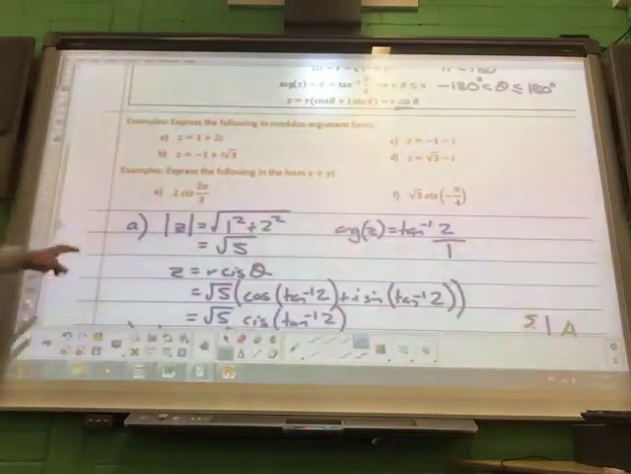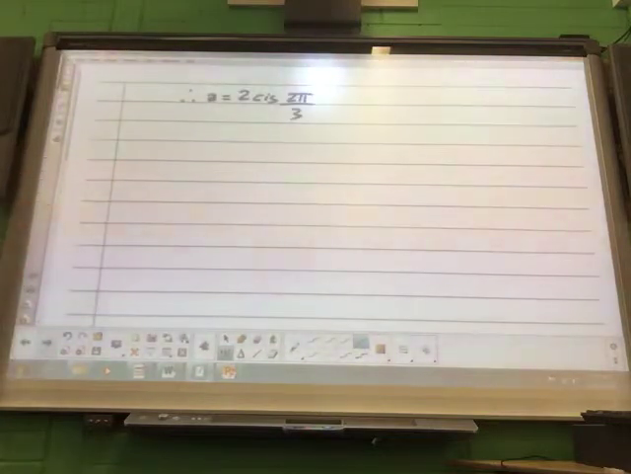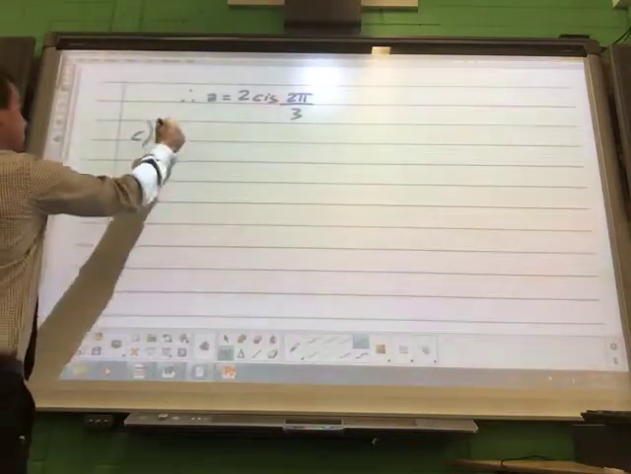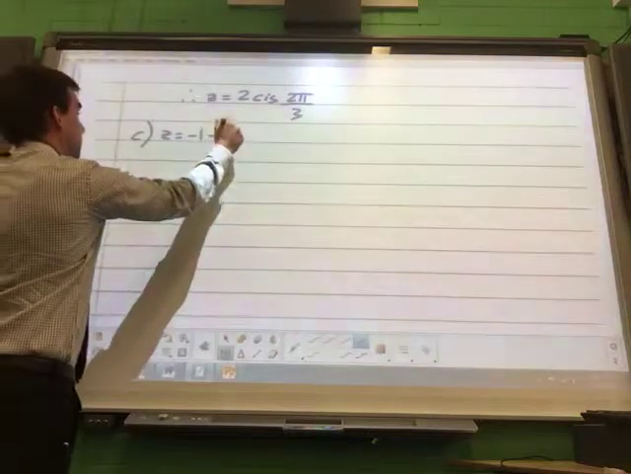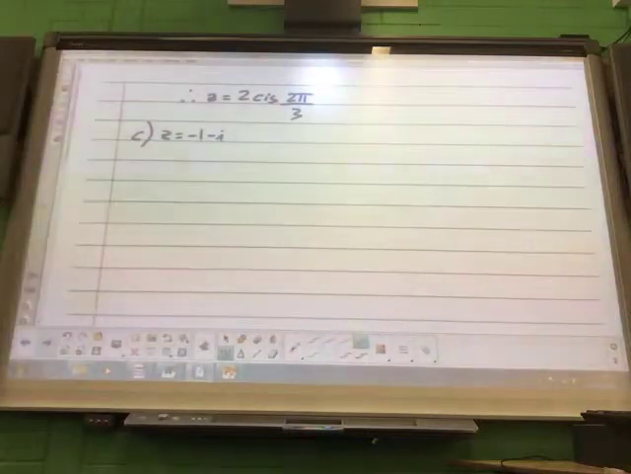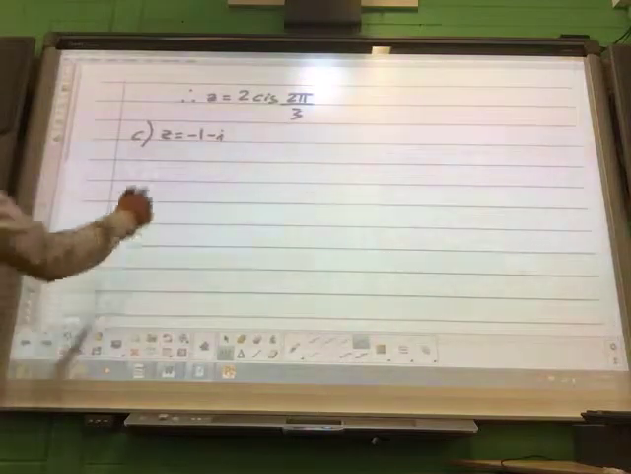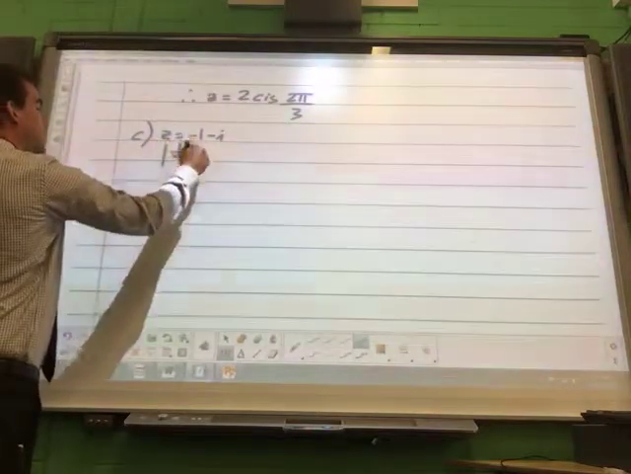C, negative 1, take away i. Okay, so we need to represent this in modulus argument form. Right, so we do the modulus.